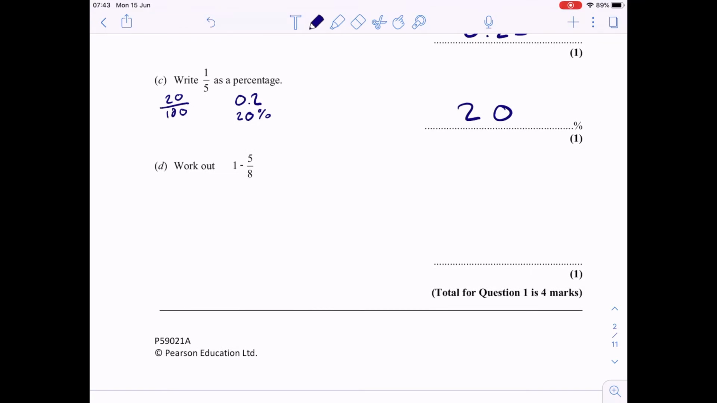And work out 1 minus 5/8. Well, 1 is 8/8. Okay, so if I take away 5/8, I'll be left with 3/8. Ooh, whoops, 3/8. There we are. So there's question 1.